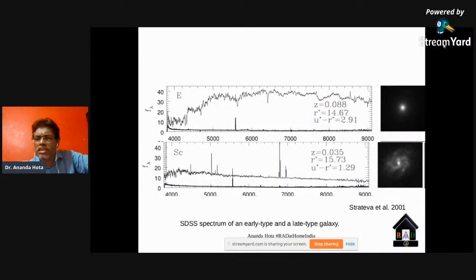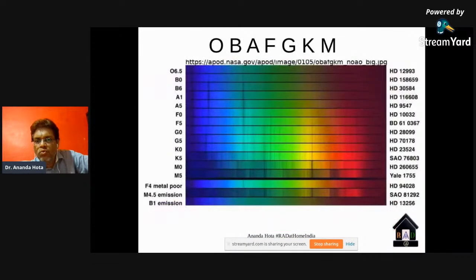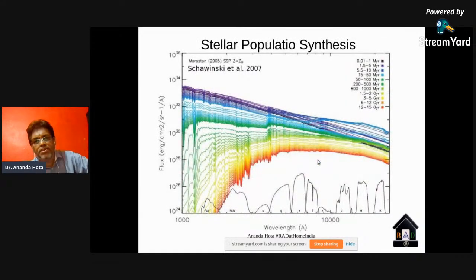So let's look at the elliptical galaxy and the spiral galaxy. When you take a spectrum, you get a lot of spectral line emission from a star forming galaxy. You don't get that kind of bright emission line from a red and dead elliptical galaxy. Looking at the emission lines or absorption lines, one can figure out what kind of stars are there. Looking at their color, one can figure out what kind of stars are in the galaxy. So this is the O B A F G K M star color, emission line, absorption line profile that you all know. Roughly the same thing happens with the galaxy also.